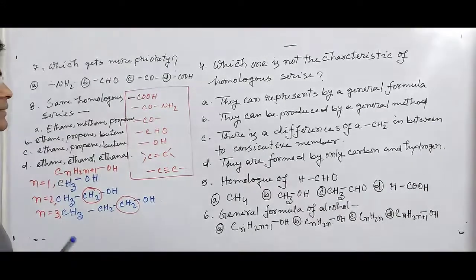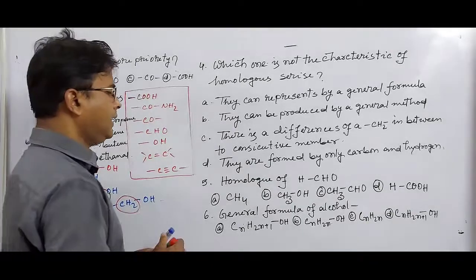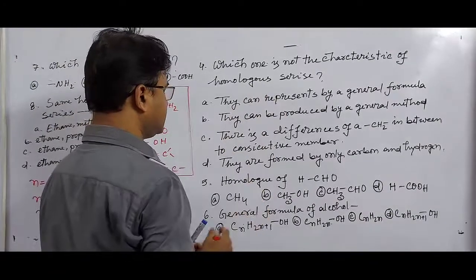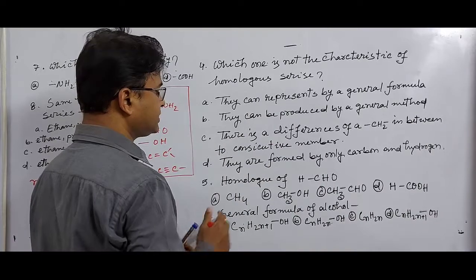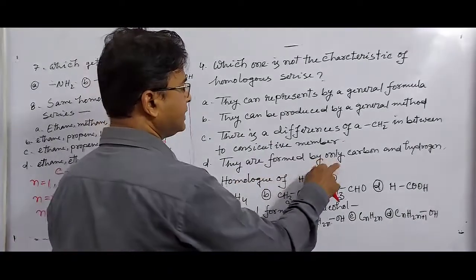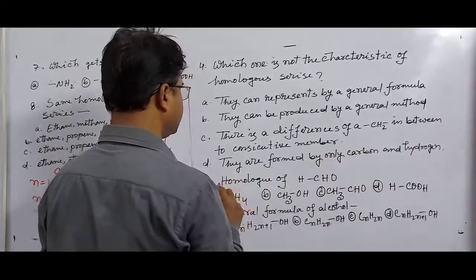So students, the homologues of a homologous series are formed by only carbon and hydrogen.